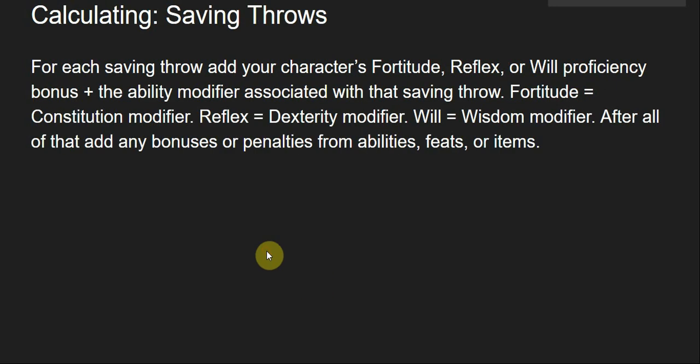Then you're going to calculate your saving throws. So for each saving throw, add your character's fortitude, reflex, or will proficiency bonus plus the ability modifier associated with that saving throw. So fortitude is going to use the constitution modifier. Reflex is going to use the dexterity modifier. Will is going to use the wisdom modifier. And after all of that, add any bonuses or penalties from abilities, feats, or items.